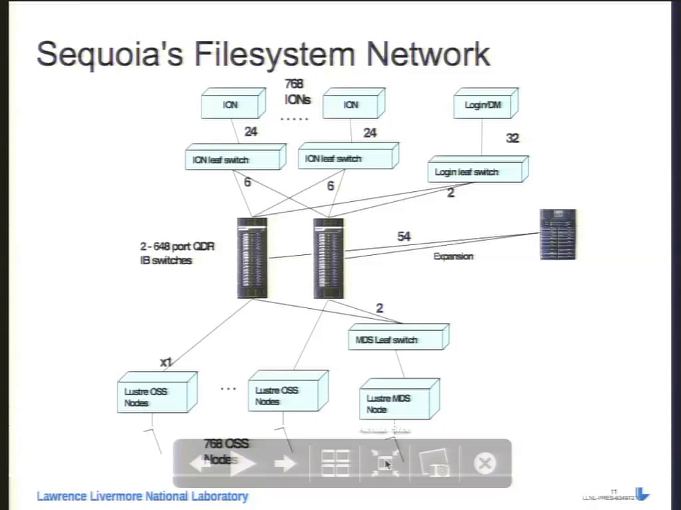768 of both. So what we do is we have a bunch of ION leaf switches, 64-port QDR switches. 24 of the I/O nodes connect to a leaf switch. Then there's 6 uplinks to each one of the bigger QDR switches. And this turns out to be the point of one of our problems for our performance. Naively, you might look at this and do the math and go, oh, you should be able to get 1.5 terabytes a second. What turns out is that we have a problem with the way you lay out the static routing with an IB network like this.